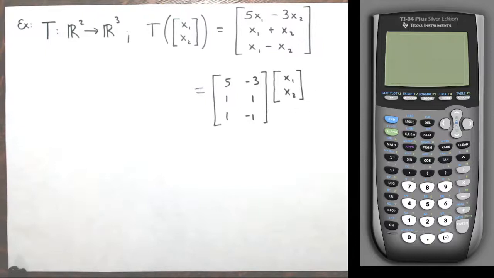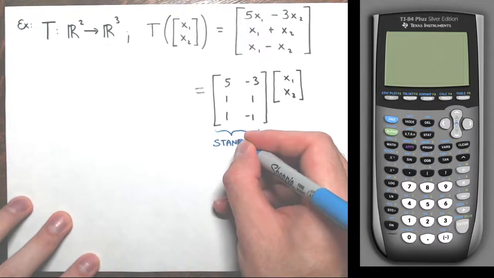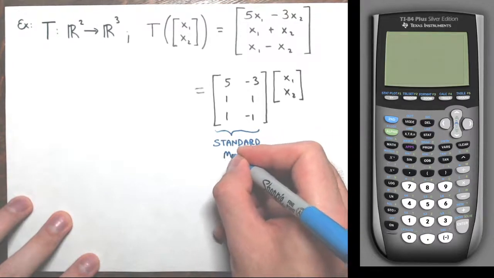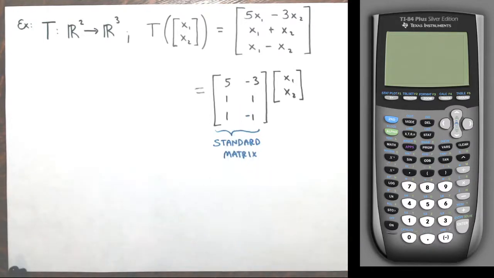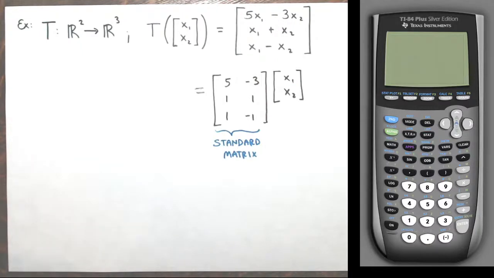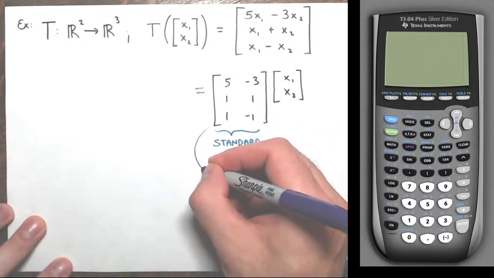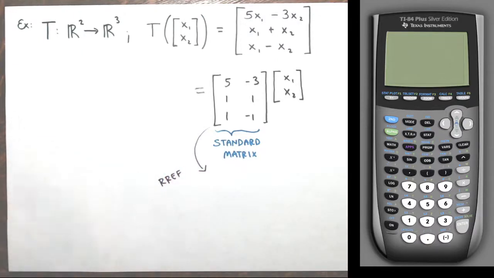But again, here's the standard matrix for this transformation. Now this is not in an echelon form right now, but I could put it into an echelon form. But I'm not going to do it by hand. I just want to save a little time. So I'm just going to go to the calculator and put this into reduced echelon form, or RREF, reduced row echelon form. I got my 84 plus here.